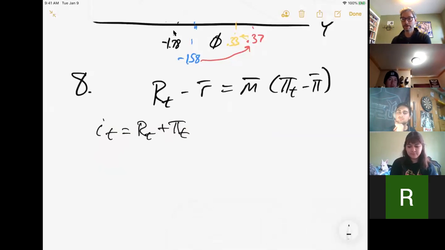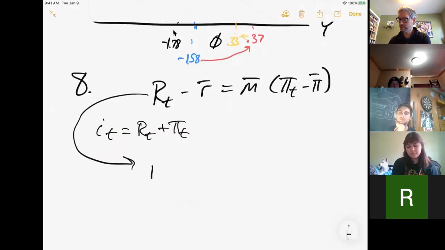What's the difference between a real interest rate and a nominal interest rate? It's just inflation, right? So how do you turn this into a real interest rate?